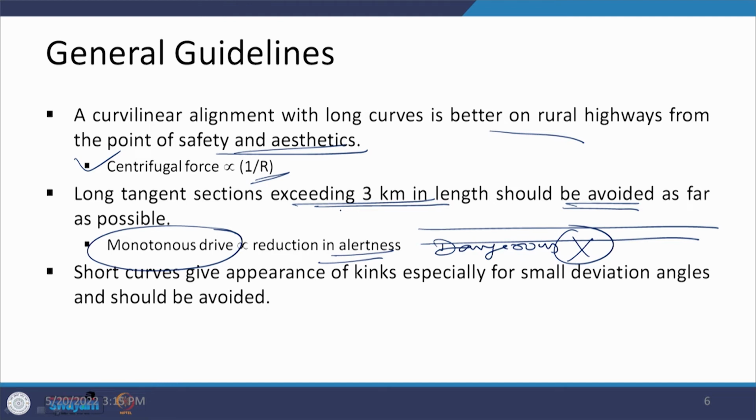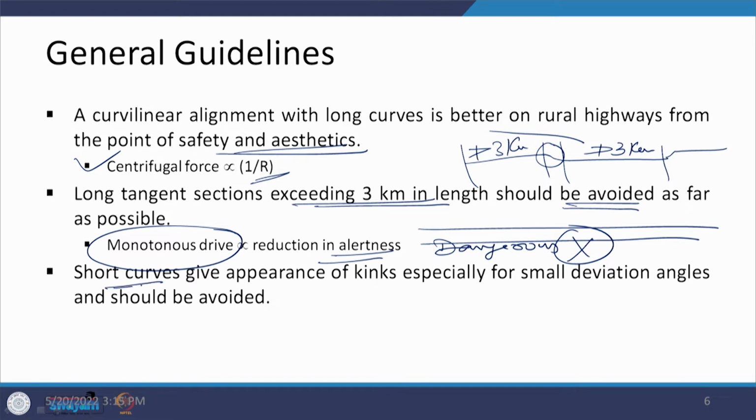That means every 3 kilometers or so, if we provide some deviation, then that particular deviation is going to help improve the alertness of the driver. So, that is what we are trying to say. So, this should not be greater than 3 kilometers here, or greater than 3 kilometers here. Something like that is what we are talking about here.